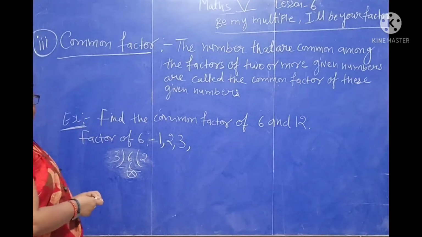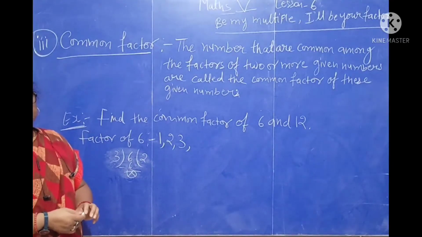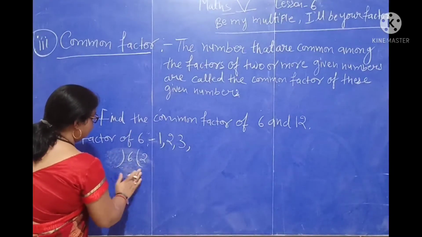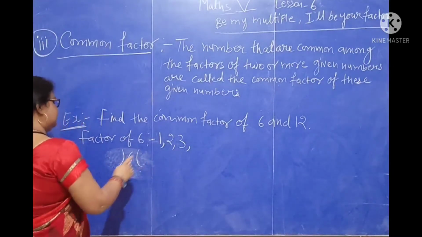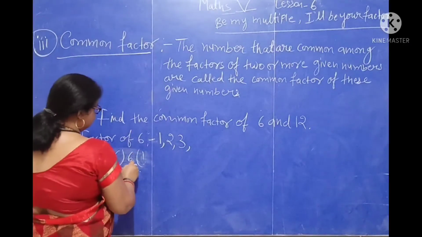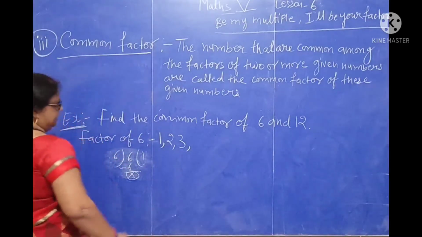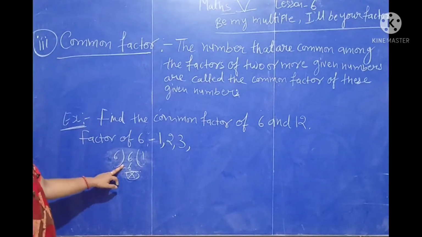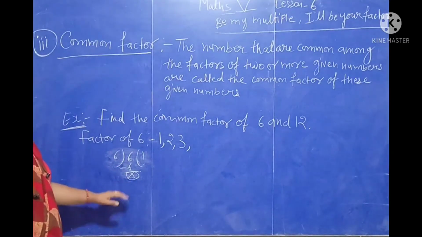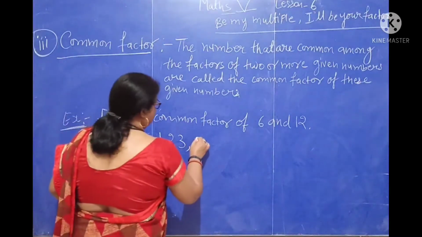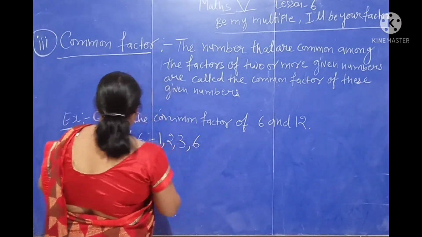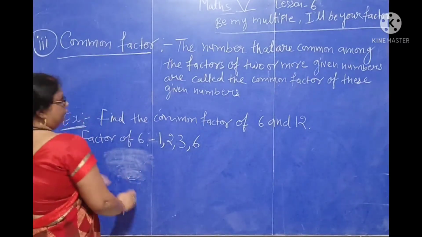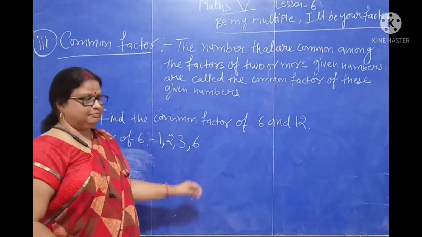Next, which number can divide 6 exactly without leaving any remainder? Now 6 can divide 6 without leaving any remainder. 6 times 1 is 6. There is no remainder. So 6 is a factor of 6. So the factors of 6 are 1, 2, 3 and 6.